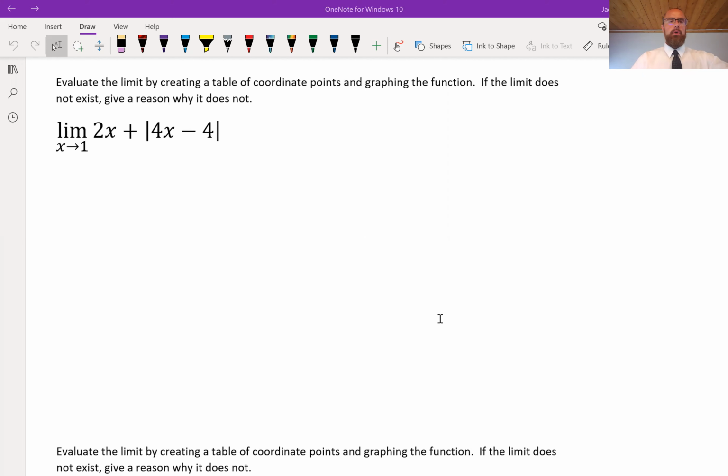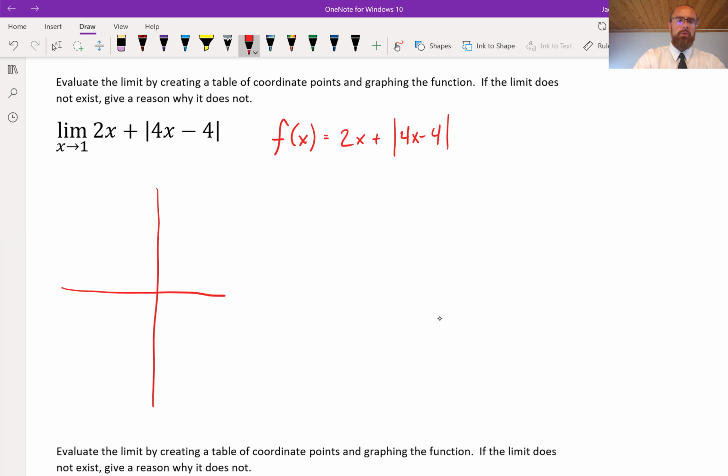So our first of these latter two examples is limit as x approaches 1 of the function 2x plus absolute value of 4x minus 4. We'll start the same way that we've been working. We're going to begin by considering this as a function f of x equals 2x plus absolute value 4x minus 4. And I want to graph that.